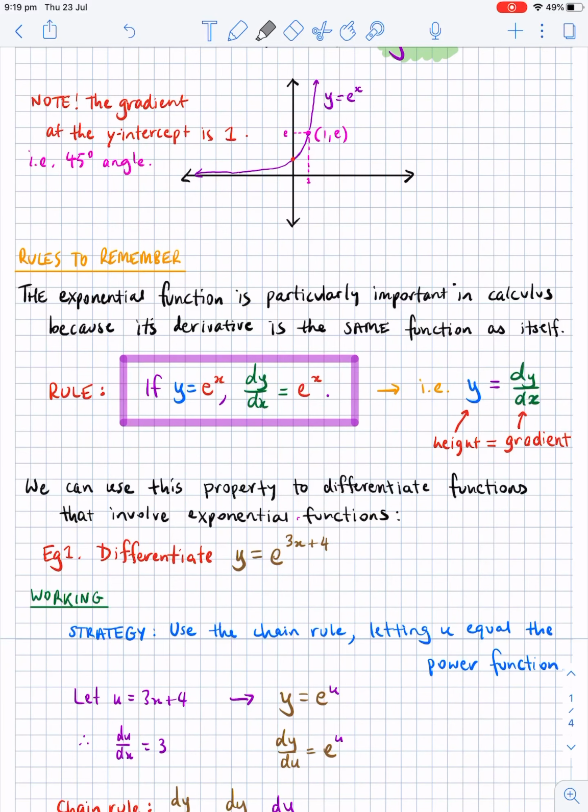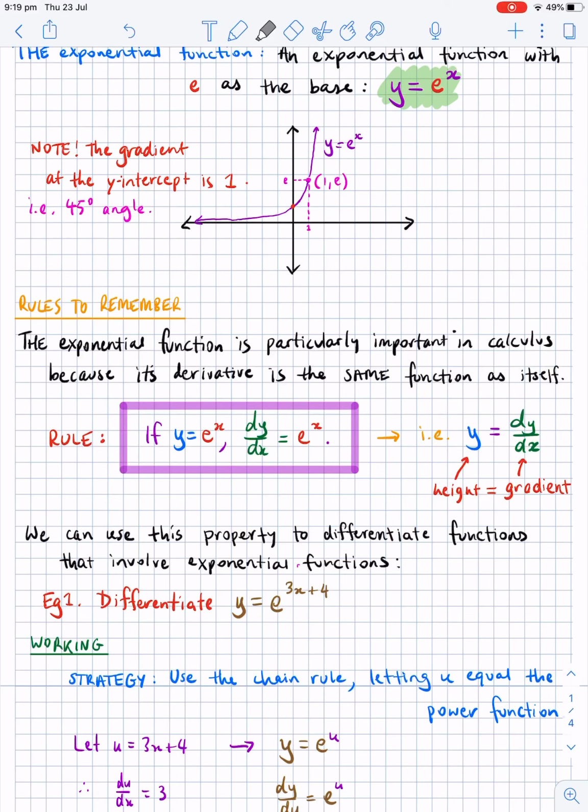Now y, when we look at this sort of graph, is represented by this line here. It's pretty much representing the height of our function. So for example, at this point here, our y value is e, which is the height from the origin. So it's this length from the middle up to there. It's a height from the x-axis. That's going to be equal to dy dx, which is representing the gradient. So the height is going to be equal to the gradient of this purple line.